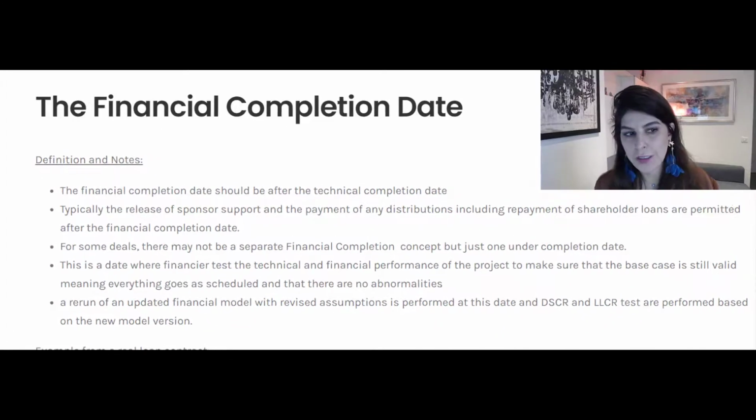Okay, another important one, and I think this is going to be the last one for this video, is the financial completion date. Okay, the financial completion date comes after the technical completion date that we just discussed. So the financial completion date is an important date, and as the name says, it is financial. Okay, so as we said, the technical completion date was really referring to the technical performance of the project. The financial completion date refers to the financial performance of the project. So that's an important date where the lenders want to evaluate whether the project is going as scheduled when it comes to the financials.